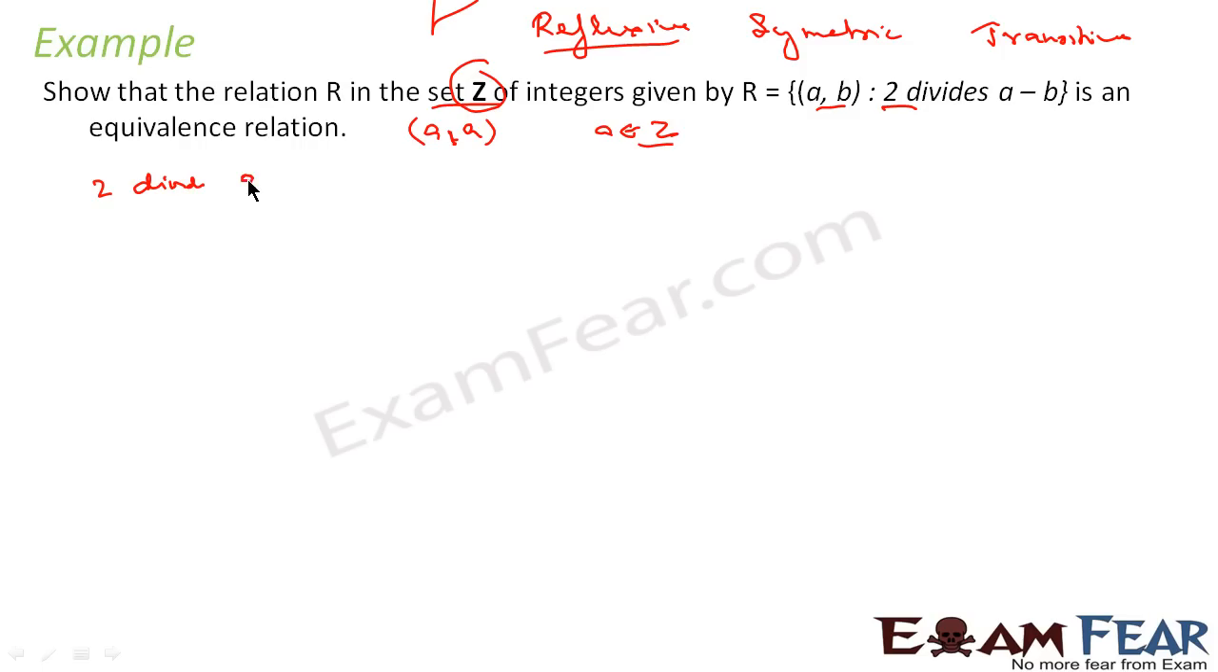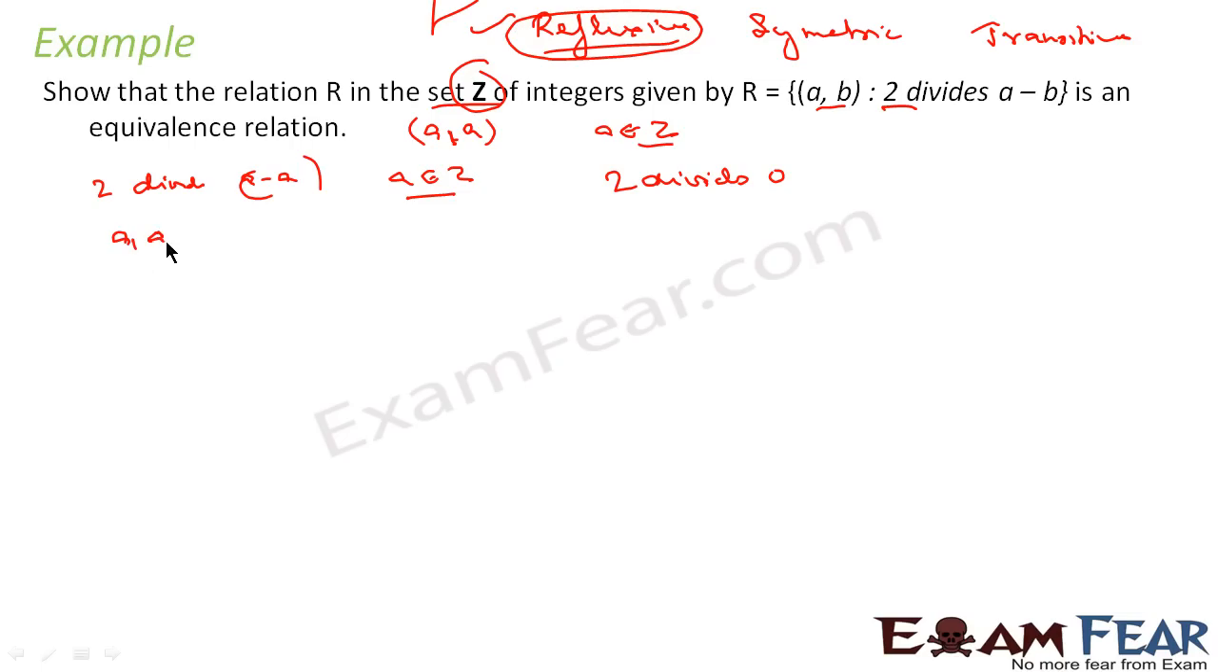2 divides a minus a, that is, the difference of (a, a). That is, 2 divides 0. Yes, 2 divides 0 for any a that is an integer, since a minus a is 0. So that means we can say that this is reflexive. That is one part. Second is symmetric.